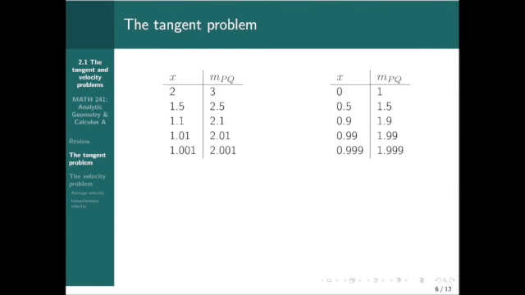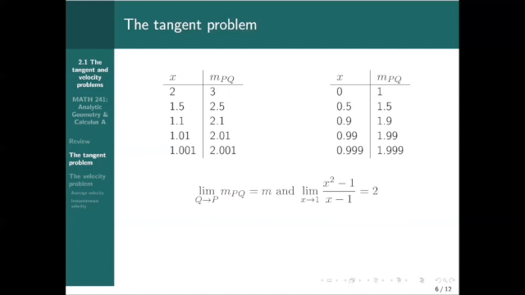In this slide, we have two tables with the slope of the secant line PQ for different values of x, for values that are close to 1. So on the left table, we have x values that are bigger than 1, and on the right table, we have x values that are less than 1. And something common between those two tables is that as x gets close to 1, what happens to the slope is that it's approaching 2. It's getting very, very close to 2.